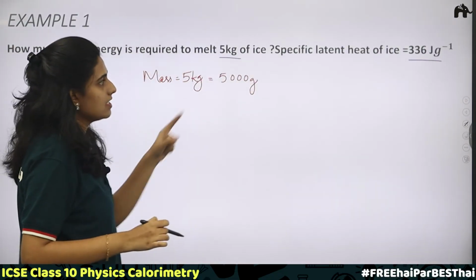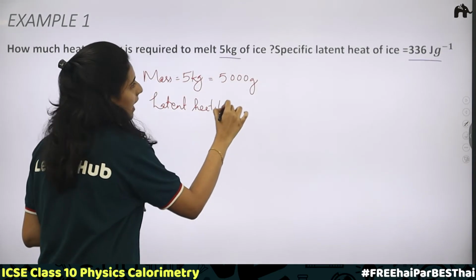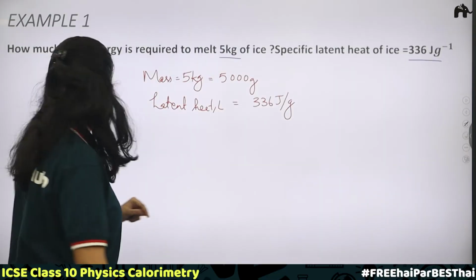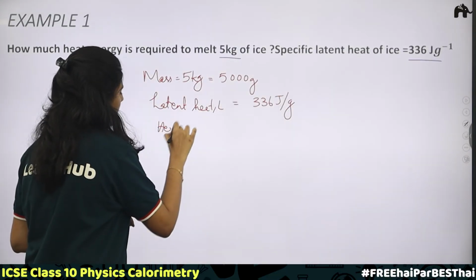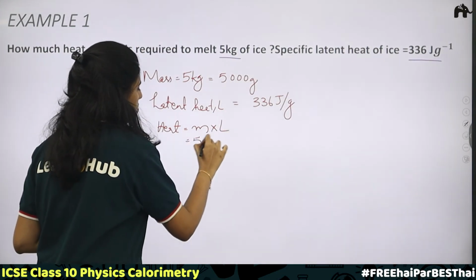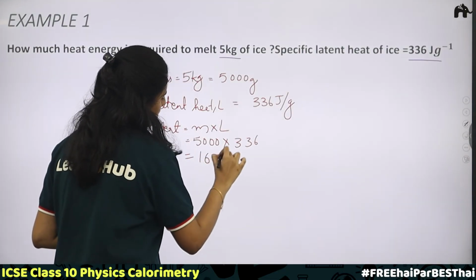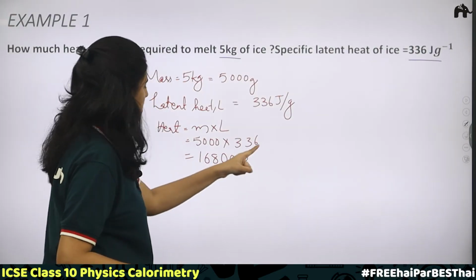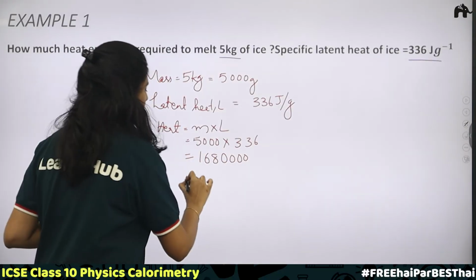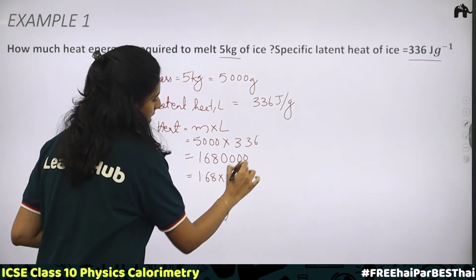What about the latent heat? Latent heat L is given. L is equal to 336 joule per gram. Now, how to find the heat? Heat will be equal to mass into latent heat. Here the mass is 5000 into 336, that is equal to 336 into 5, you will be getting 1680 and you will be having 3 zeros. Or you can write this as 1.68 into 10 raised to 6.